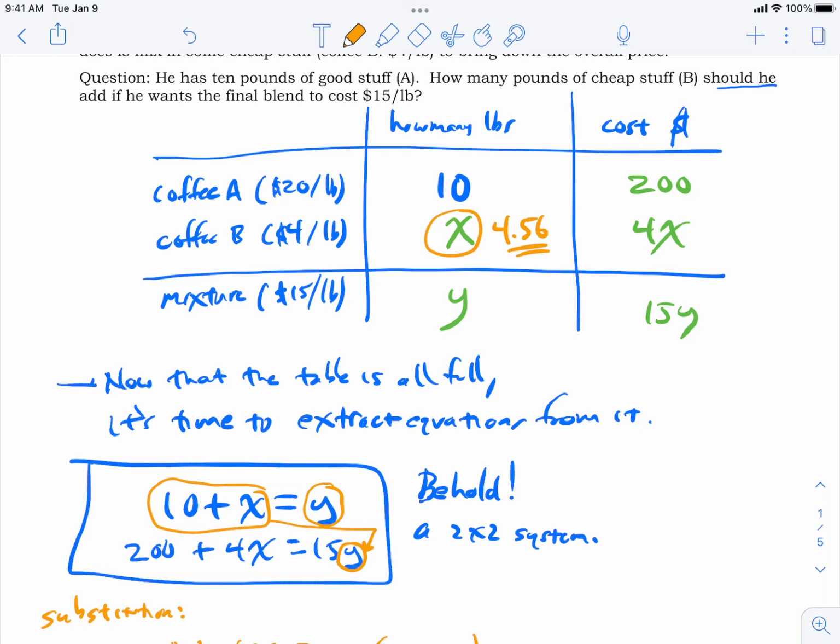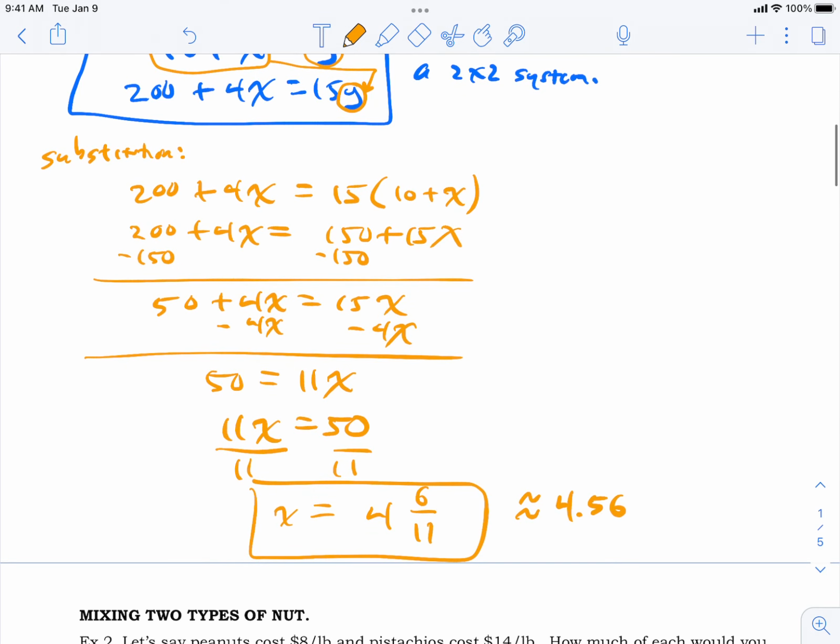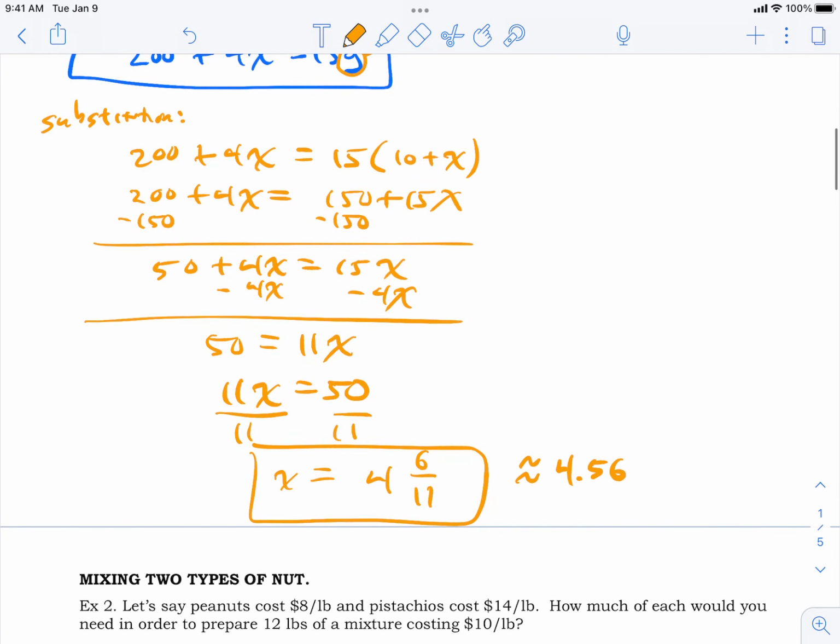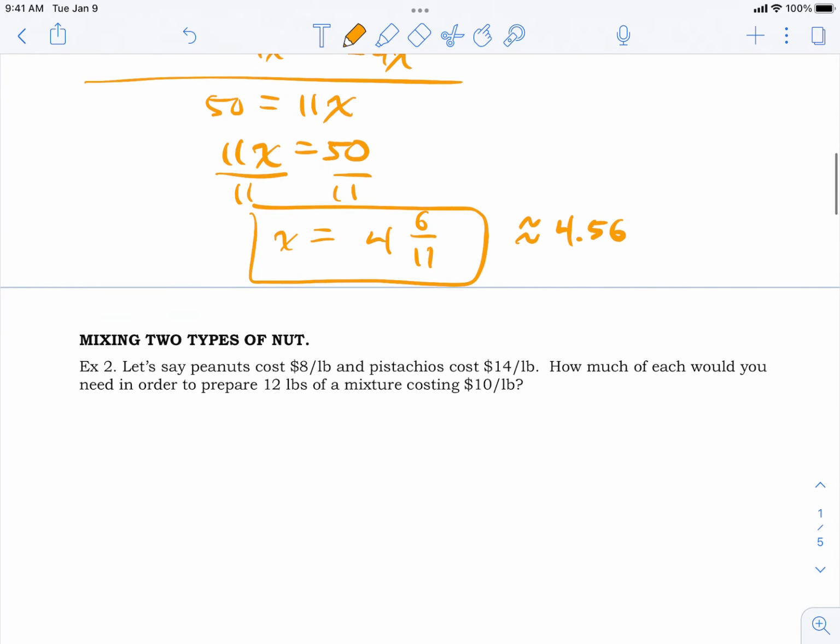And we can stop. We don't even have to solve for y because that was the question. How many pounds of B should he add? So that's the answer. He should add 4.56 pounds. I don't need the y because I can go like this. 10 and this must be 14.56 pounds total mixture, right? Nice solution, huh? I like it. That was cool. Now you know how much coffee to add if you want to bring your $20 stuff down to whatever.